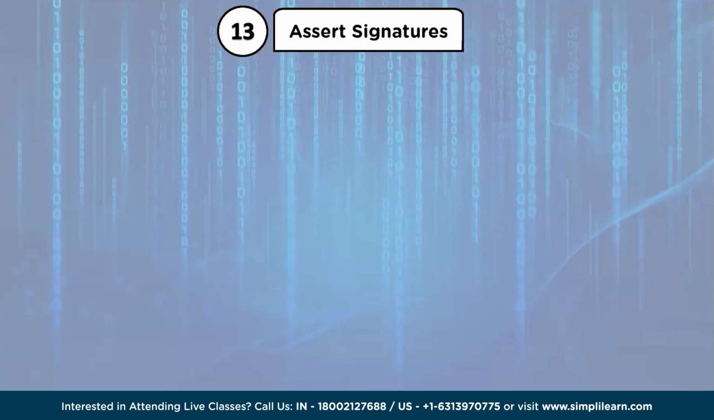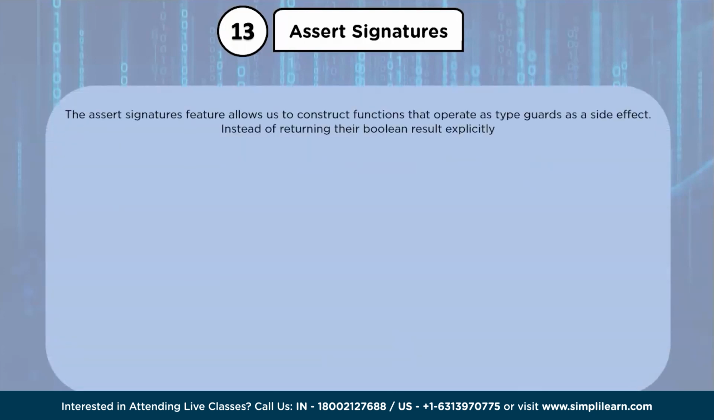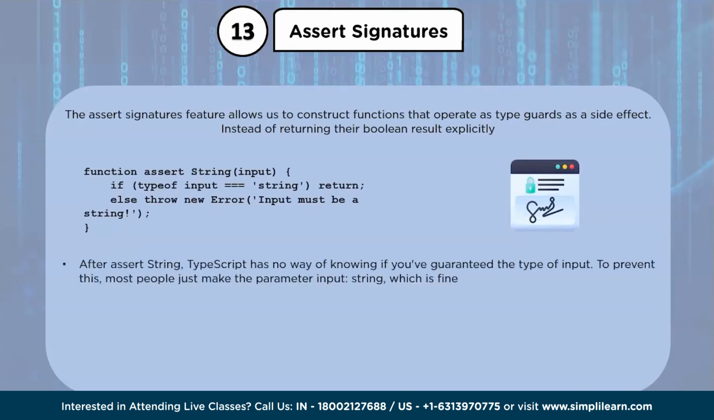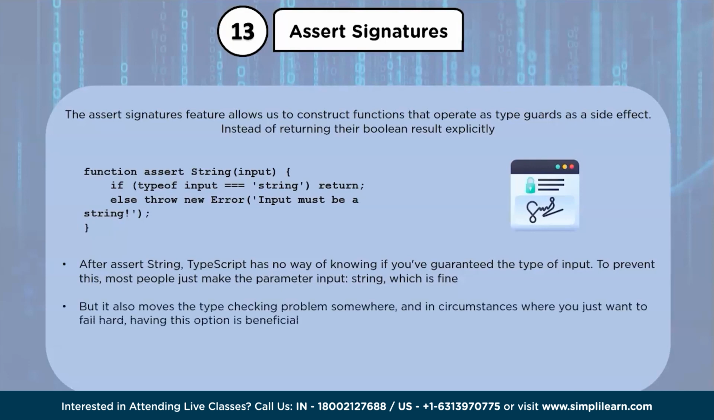Next we have assert signatures. The assert signature feature allows us to construct functions that operate as type guards as a side effect, instead of returning their Boolean result explicitly. Consider the below example. After assert string, TypeScript has no way of knowing if you have guaranteed the type of input. To prevent this, most people just make the parameter input string, which is fine. But it also moves the type checking problem somewhere else. And in circumstances where you just want to fail hard, having this option is beneficial.